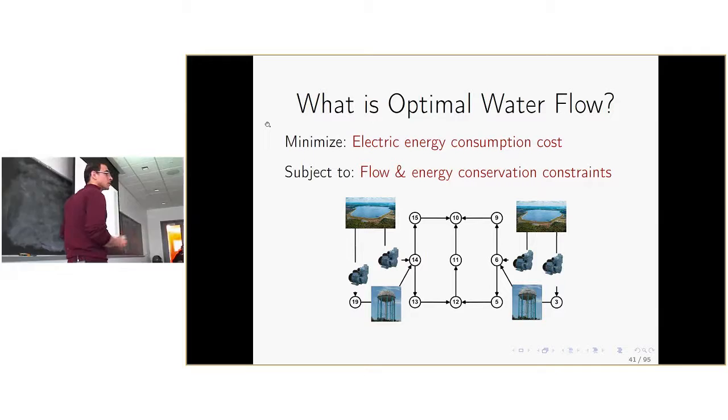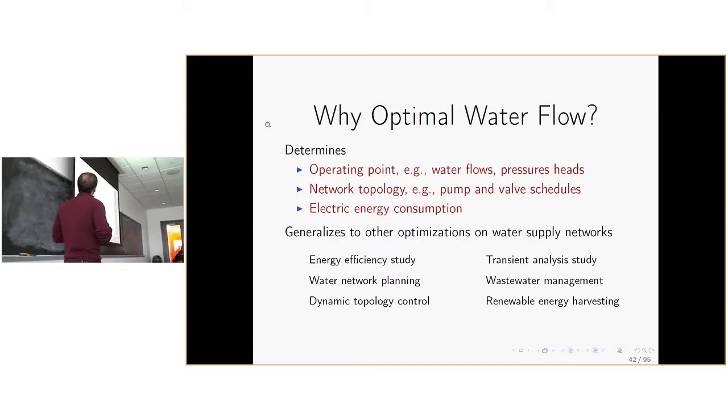Why is this important? This problem determines the values of water flows and pressure heads, determines the network topology, and determines the cost of energy. It also can be generalized to other problems in water networks, such as energy efficiency, water planning, and wastewater management. Now, the question: are these problems easy to solve?